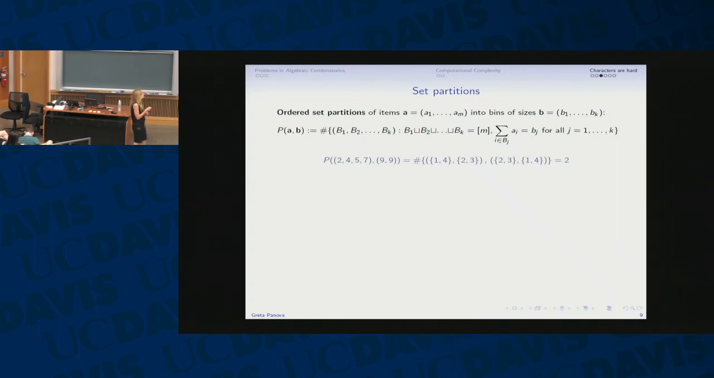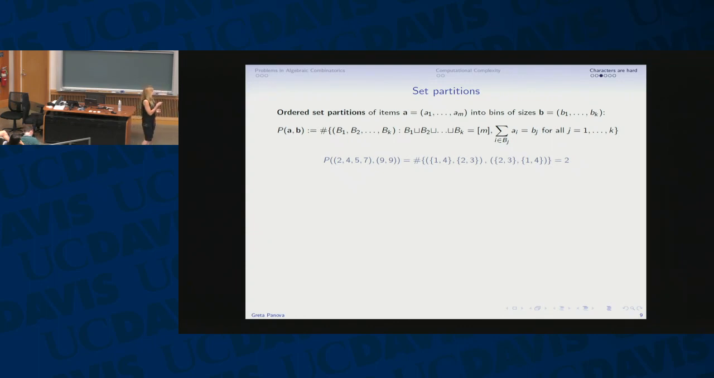You have a bunch of items. This vector A of values is the items. These are integers, let's say positive integers to not have any issues. And we have bins of sizes B. An ordered set partition is a way of partitioning these items into bins such that the sum of the items in each bin is given by whatever this B is. This is the usual set partition, like a Stirling number type of thing, but you have the condition that the item sizes or weights in each bin should add up to this B, right?